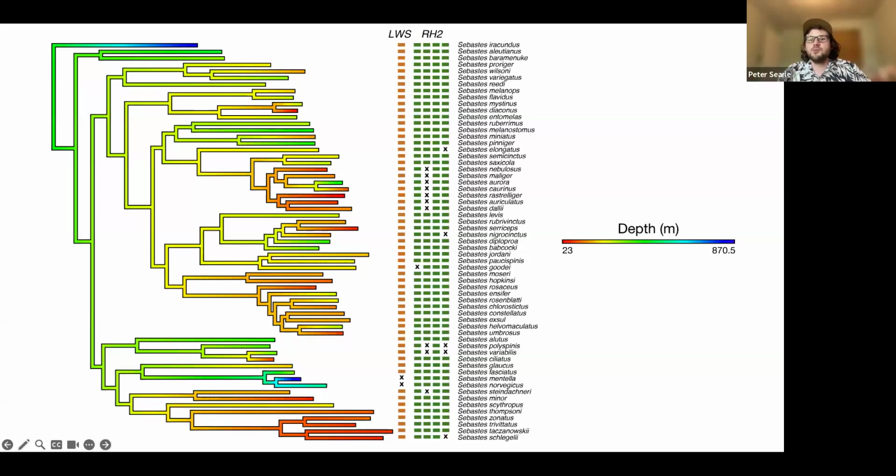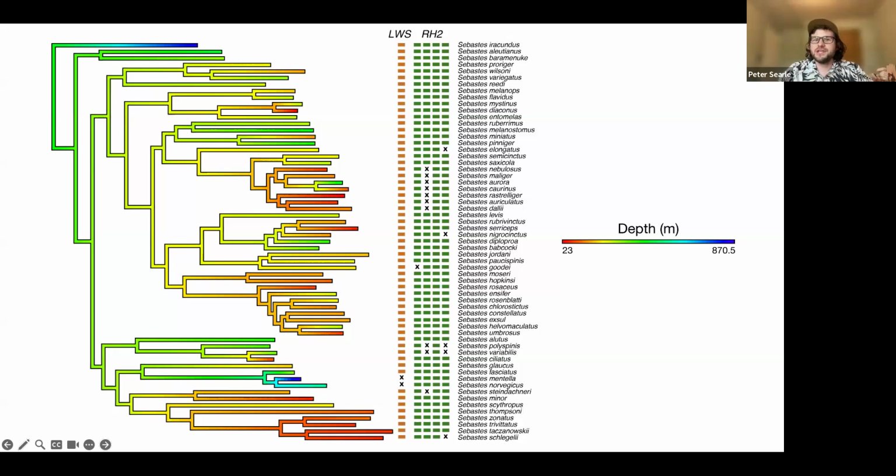In terms of LWS, I found that there were only 2 species, which you can see down here. These are deep water species. They have lost LWS, but all the other rockfish species examined had a single copy of LWS regardless of the depth. So obviously this isn't quite what I was predicting.